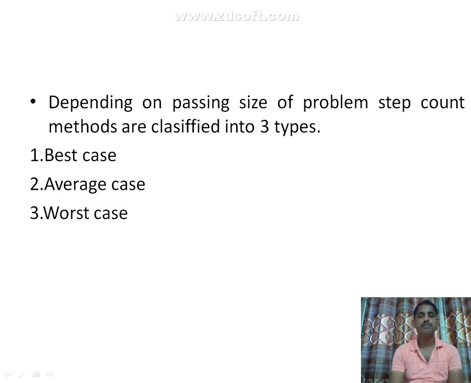Best case is the minimum number of steps the particular problem can be executed in, average case is the average number of steps required to solve the particular problem, and worst case is the maximum number of steps it will take. In that way we can assign the three types of cases. Best case: the minimum number of steps required. Average case: the average number of steps required. Worst case: the maximum number of steps required. So depending on the size of the problem, step count methods are classified into three types: best case, average case, and worst case.